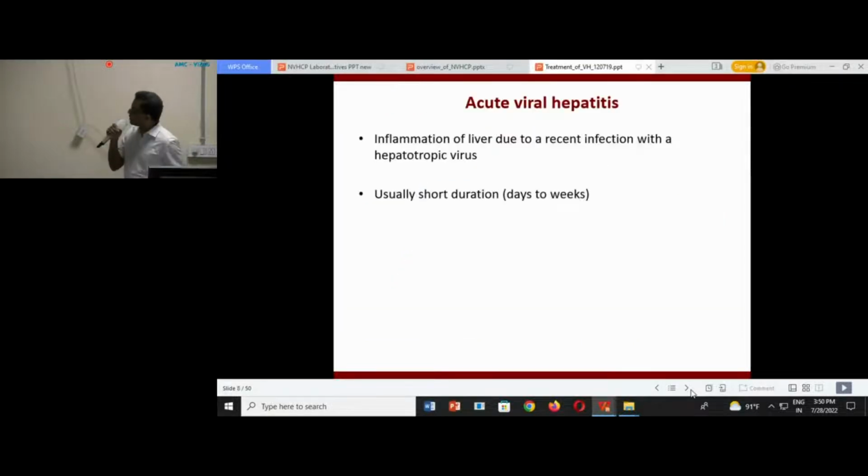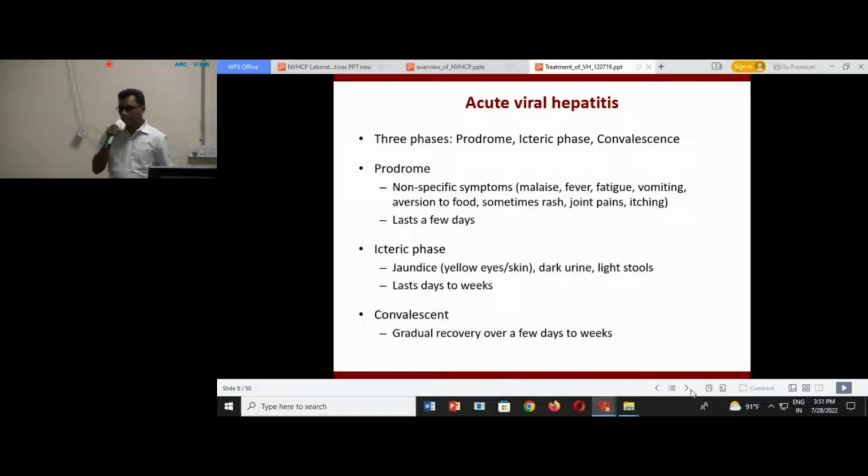Just a brief word about acute viral hepatitis. Remember that any inflammation or fever persisting less than 6 months, we take as acute hepatitis. Usually the duration is 4 to 6 weeks. Just like any viral infection, there are 3 phases: prodrome, an icteric phase, and convalescence phase. Most hepatitis A and E and some forms of hepatitis B, which is acquired in adult life, have this acute hepatitis presentation.